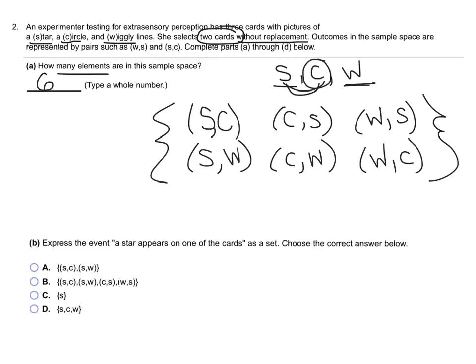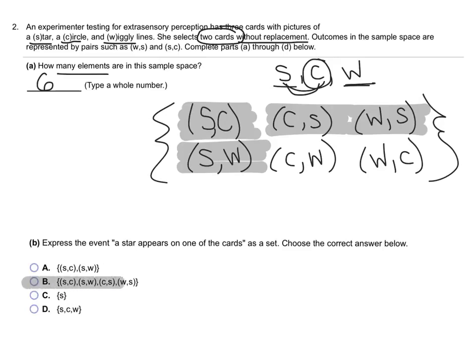Part B says express the event a star appears on one of the cards as a set. Choose the correct answer below. So I'm going to go back up to my sample space and just highlight the pairs that have a star appearing on one of the cards. So I have this pair because there's an S in it. I also have this pair, then this pair, and this pair. So altogether I have 4 pairs, and that corresponds to choice B, which is pair SC, pair SW, pair CS, and pair WS.